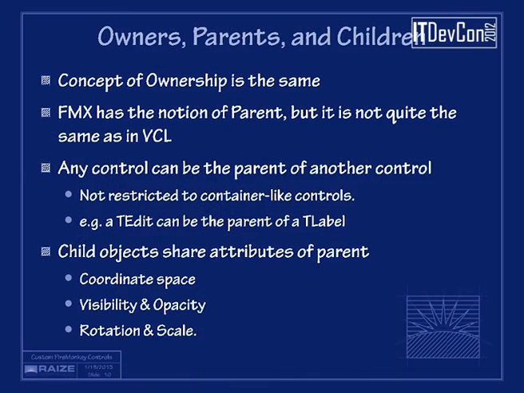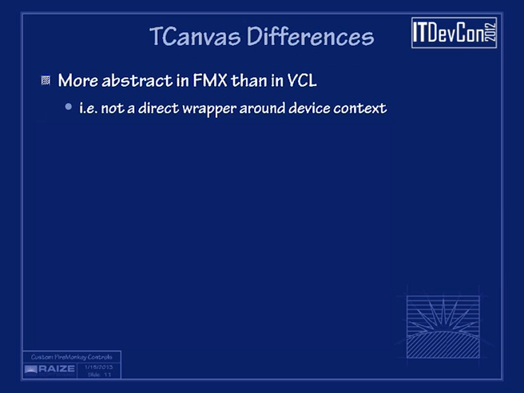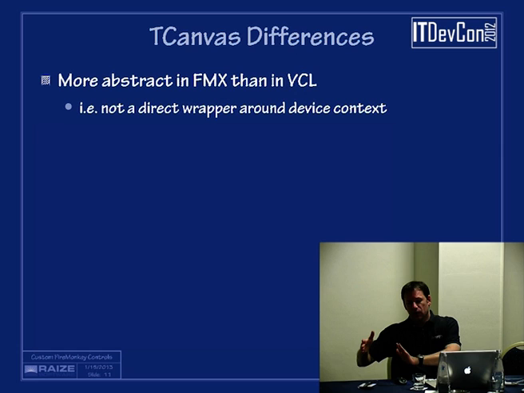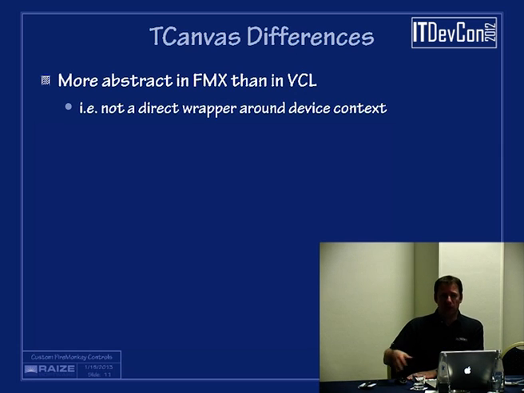All right. So moving on. There is a TCanvas in FireMonkey. However, it serves the same purpose as the canvas in the VCL, but it does so in a slightly different way. It's more abstract, and it's not a direct reference to the device context. There is still a device context somewhere deep down in FireMonkey because it's on a window. In Microsoft Windows, there's a device context there. We don't care about that anymore. We don't have to worry about it.